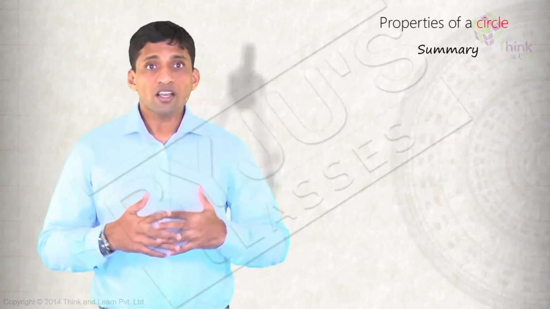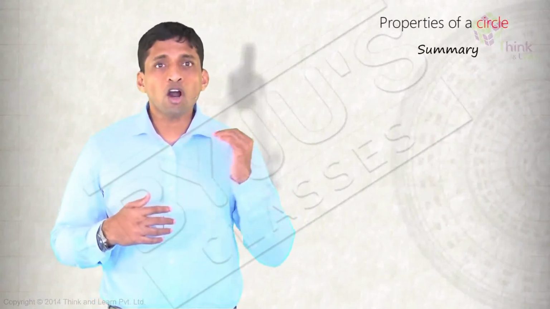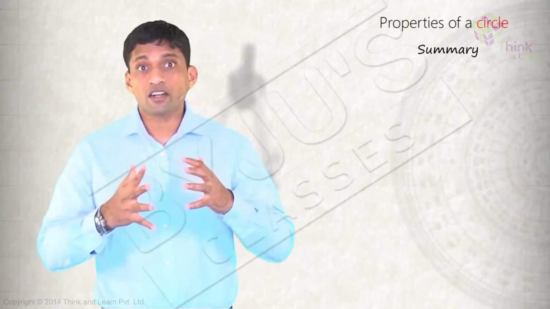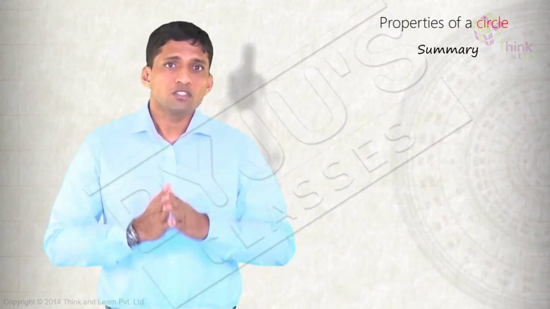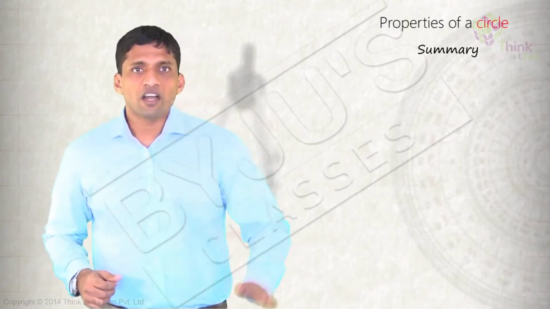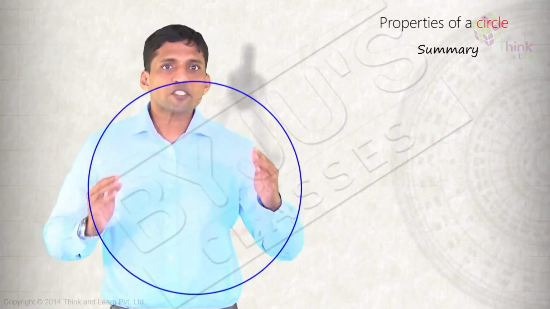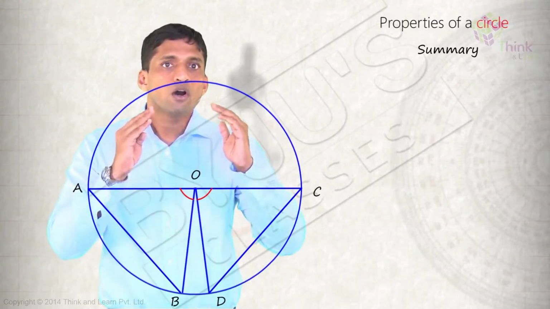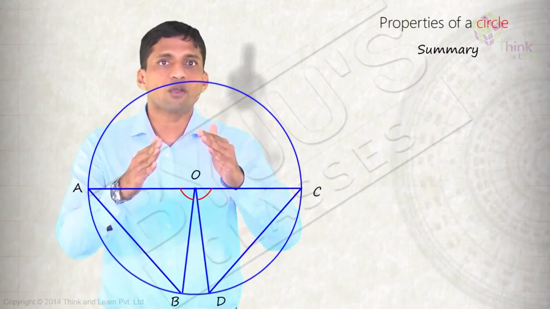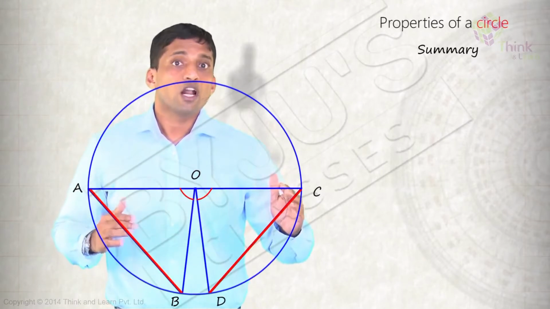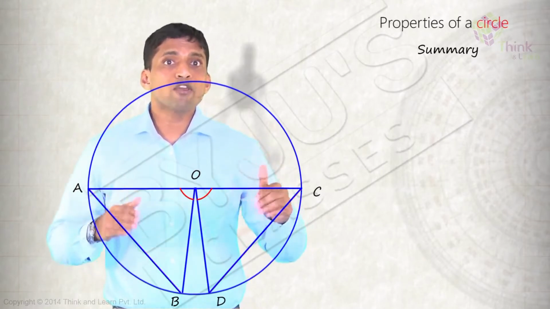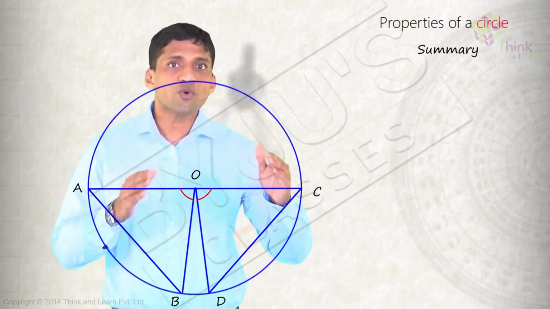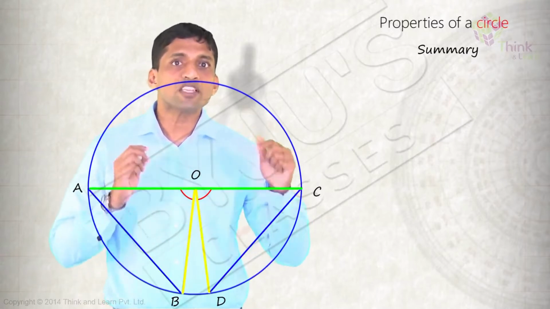Now, as usual, let me summarize all the properties which we have learned only through visuals so that it's going to be very easy for you. So let's begin. If I start with the circle, the first property: if these two chords are equal, these two angles are equal. The converse is, if these two angles are equal, these two chords are equal. Both these theorems are proved by using the two triangles being congruent, the first one with SSS and the second one with SAS.